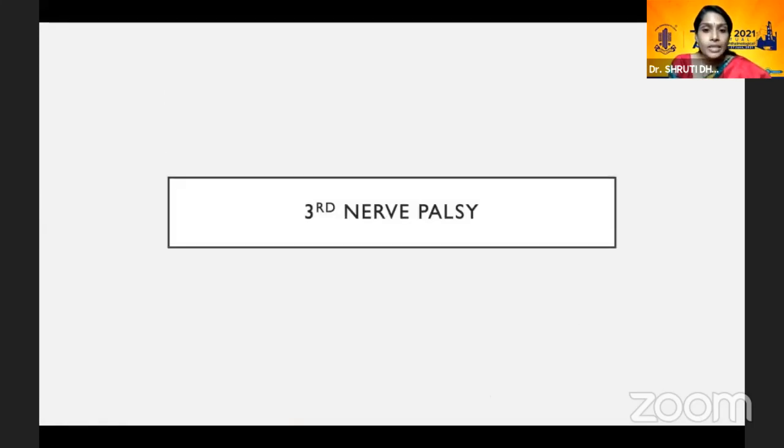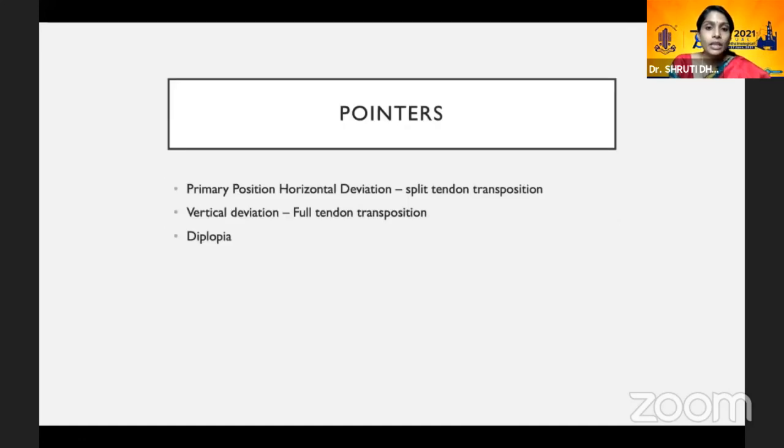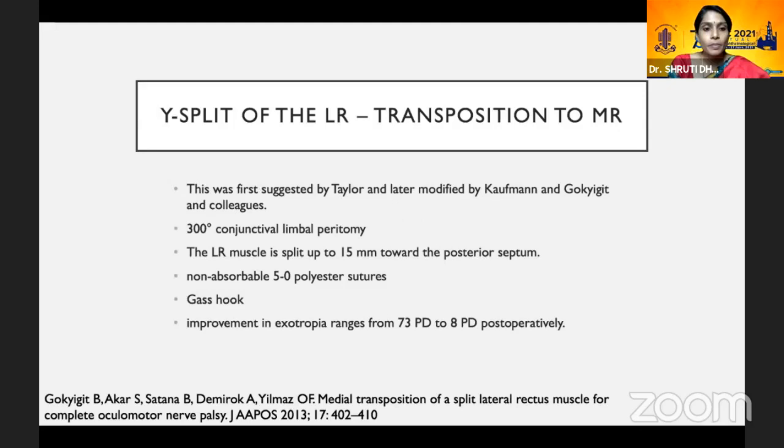Coming over to third nerve palsy, it's important before we go into it that when there is a primary position horizontal deviation with no verticals, we prefer a split tendon transposition. When there is a presence of a vertical deviation, full tendon transpositions have been described. And of course, the presence or absence of diplopia has to be evaluated.